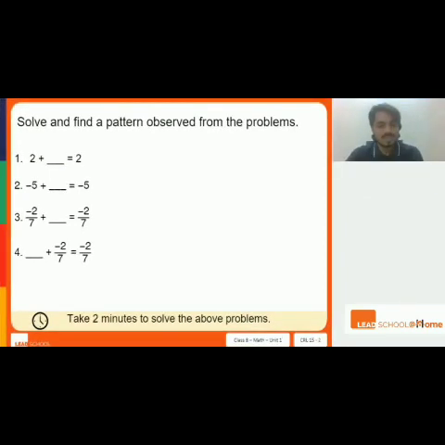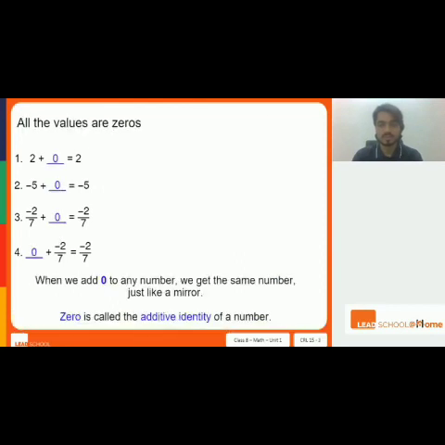Let us discuss the answer now. So all the values are zeros in this question set. So 2 plus 0 is equal to 2, negative 5 plus 0 is equal to negative 5, negative 2 by 7 plus 0 is equal to negative 2 by 7, and 0 plus negative 2 by 7 is equal to negative 2 by 7. So what is the pattern? That when we add 0 to any number, we get the same number.